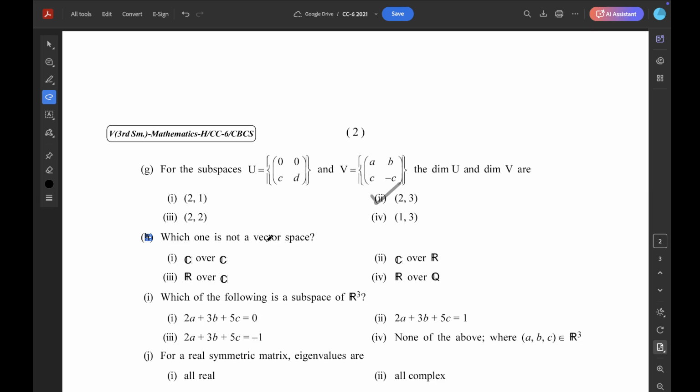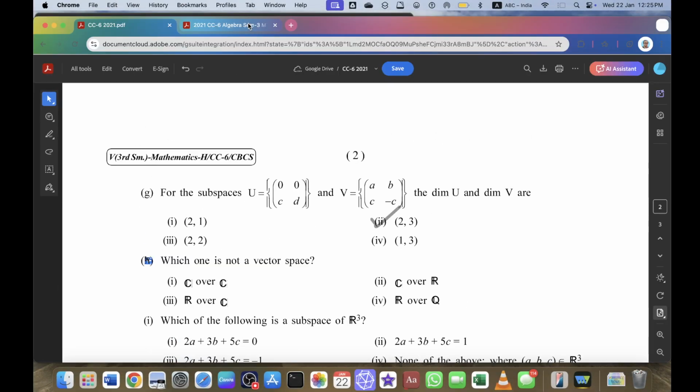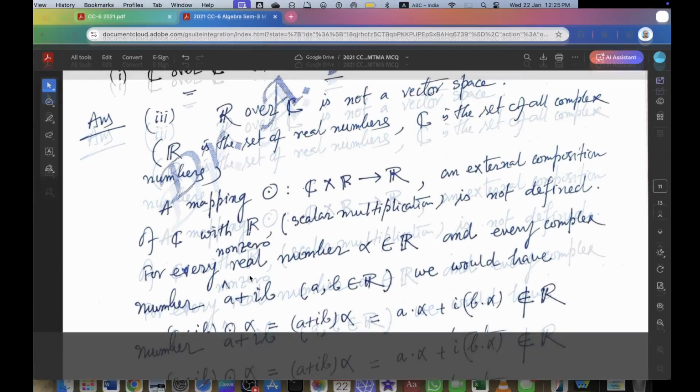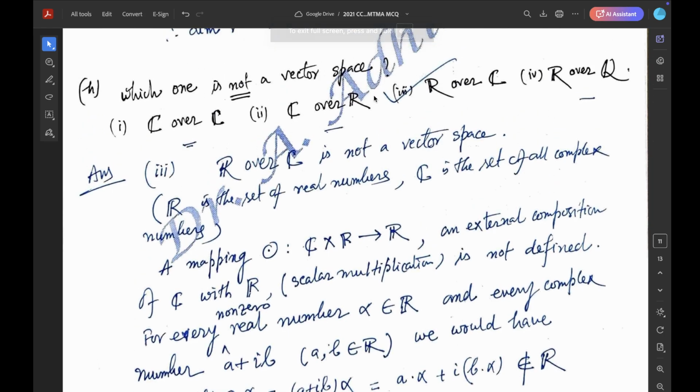Next question H. Which one is not a vector space? Option 1, C over the complex field C. Option 2, complex numbers C over the real field R, and R over the real field. Option 3, R over C, and R over the field of rational numbers. Now option 3 is the correct option.